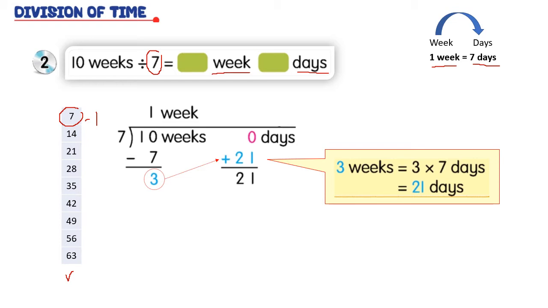Now after you get this, you can continue your division. Again, look at table 7. There is 21 in table 7. It is 3. So write 3 at the top. Again you write 21, but here you do subtraction. 21 minus 21 is 0. So the answer for 10 weeks divided by 7 is 1 week 3 days.